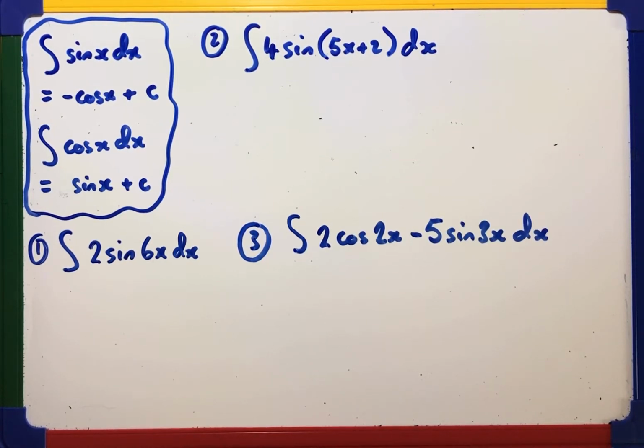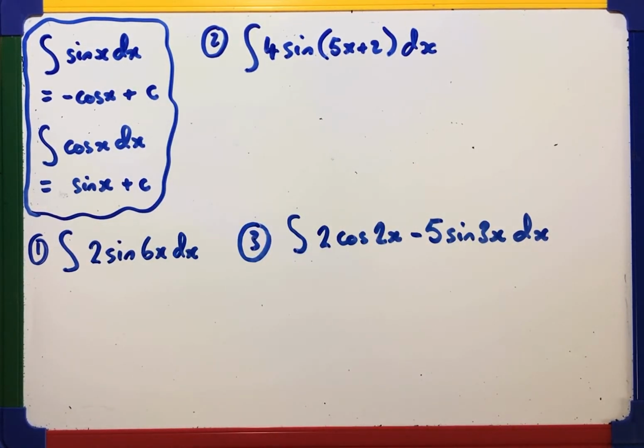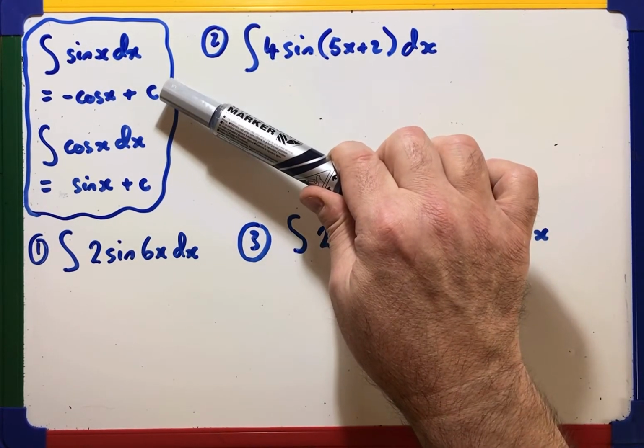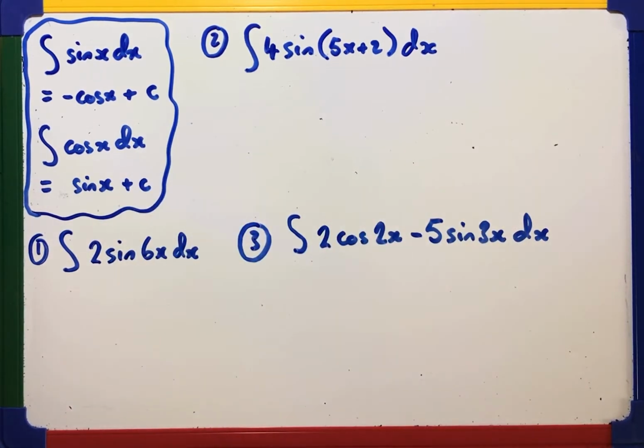In this fifth video, we're going to look at integrating sine x or cos x of a linear term and what it gives us. First of all, let's have a look at two results which are given to us on our formula sheet. If you integrate sine x, you get minus cos x plus c, and if you integrate cos x, you get sine x plus c. It's the opposite to differentiating, which is what you'd expect.